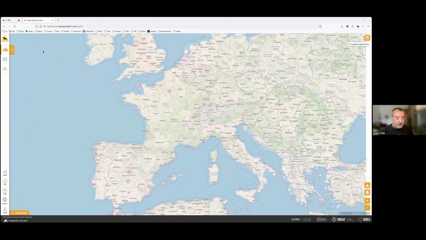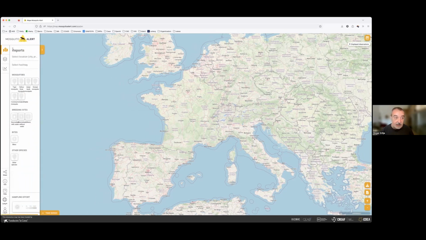This is the screen you will get. In the first place, you have a time selector, so you can check any interval of time you want from 2014 to just today. And you can also select all data. So in this case, you have the whole database of Mosquito Alert.